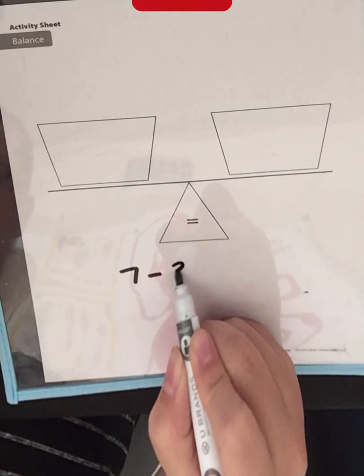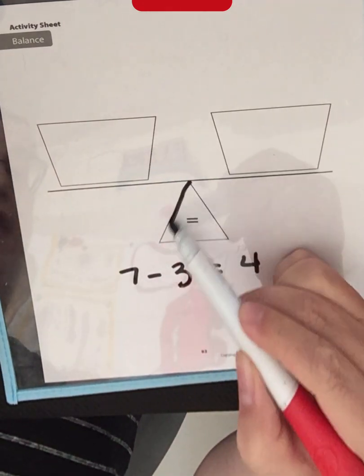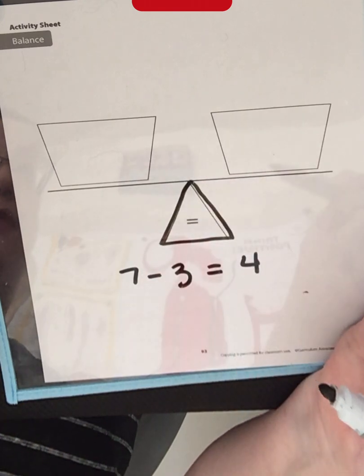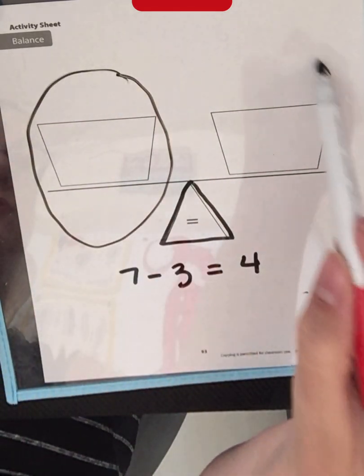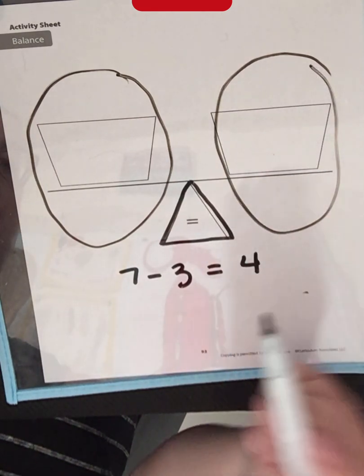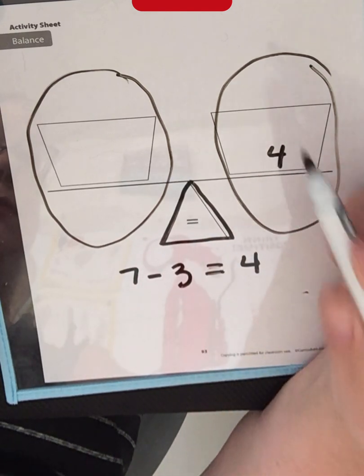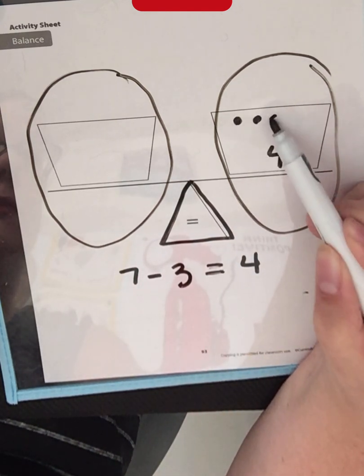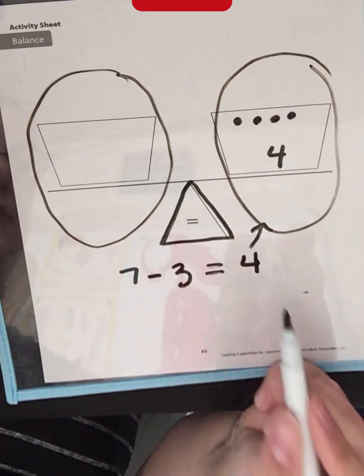If we had 7 minus 3 equals 4. Right here, this is my balance, right? I want to know that everything on this side is going to equal everything on this side, right? So here's my equal sign. That means I have 4 here. So I'm going to draw 4. 1, 2, 3, 4. Right? That was this side of the equal sign.